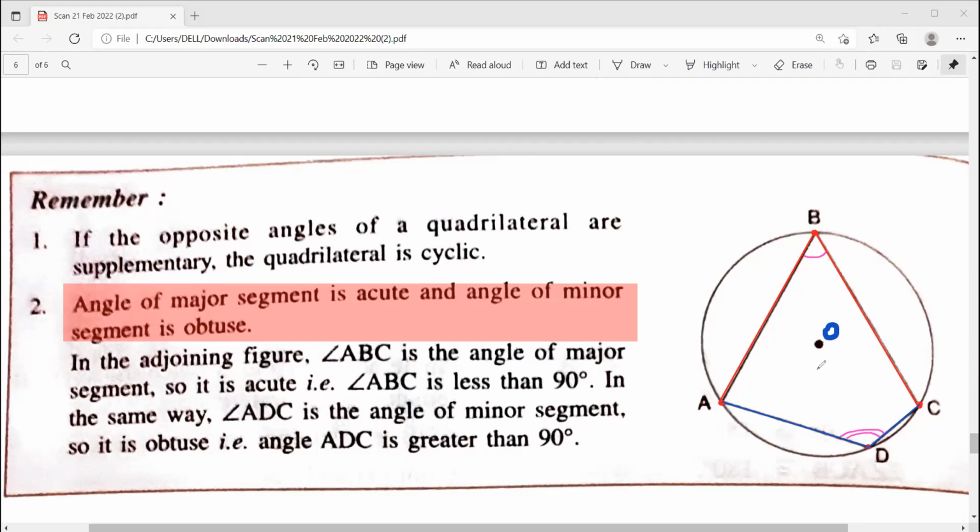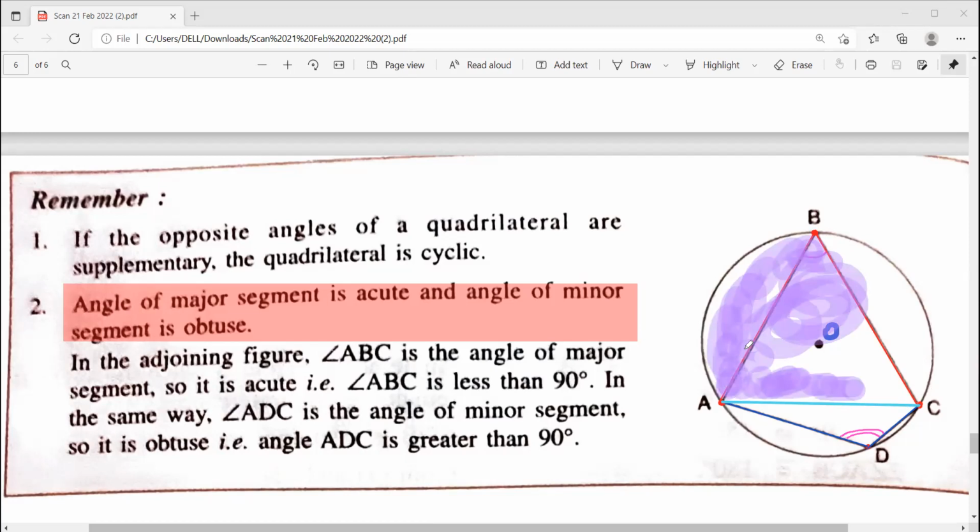They are both lying in two different segments. For that, you will have to join A with C to make a chord. Now, what I can say is that angle ABC is lying in the major segment. You can check. See, this is the major segment.